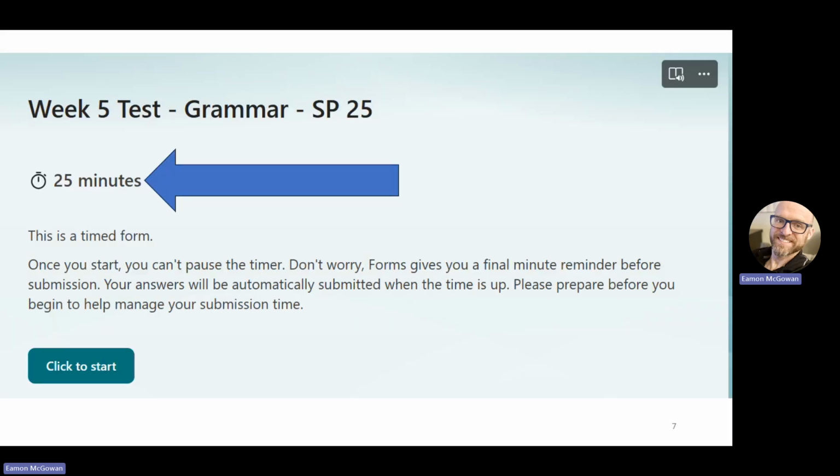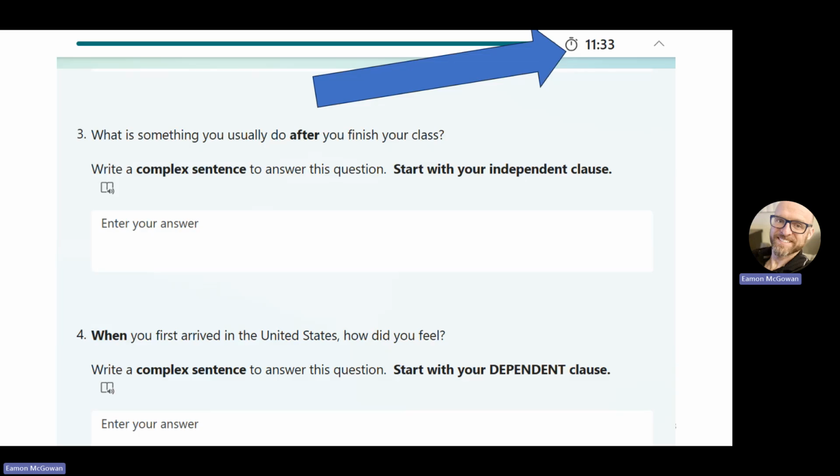So for example, when I'm giving a grammar test, you can see here with Microsoft Forms, I can set a timer just to add that little element, a little bit of stress, so that our students can get used to what that feels like. Even when I have students write me sentences or do an exit ticket online, I still include a timer, as you can see up here on the right side with the blue arrow.